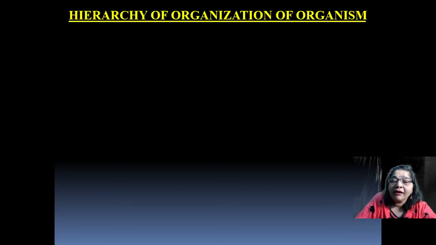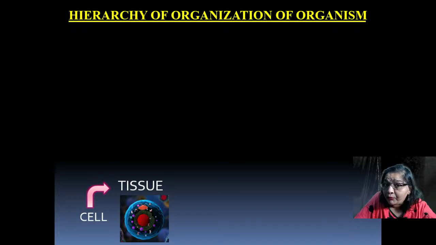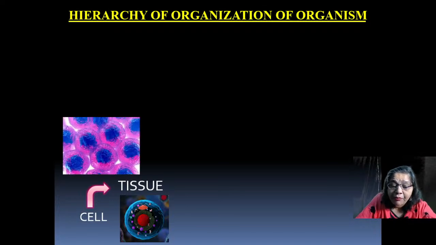Now we see the hierarchy of organization of an organism. The basic structural and functional unit is the cell. When a group of cells come together, they divide the labor into different functions, but orderly and together they form what is called a tissue. So a group of cells which are similar in structure and perform the same function is called a tissue. You can see the picture. So cells together form tissues.